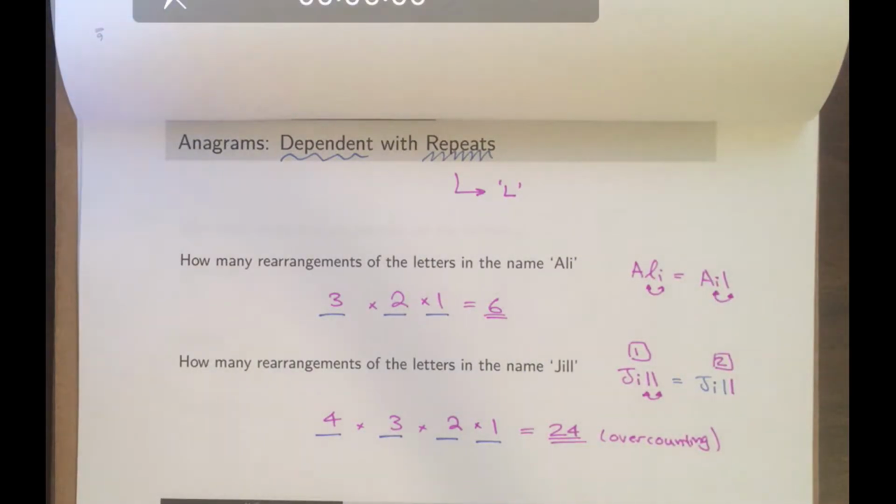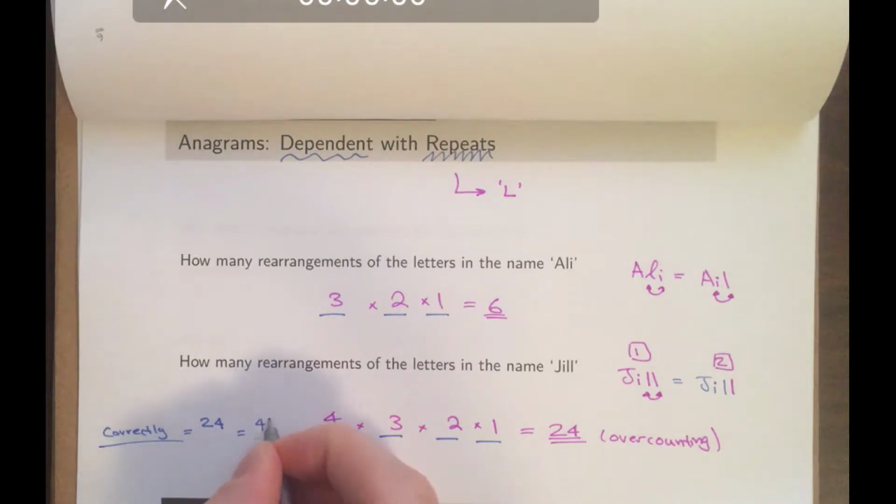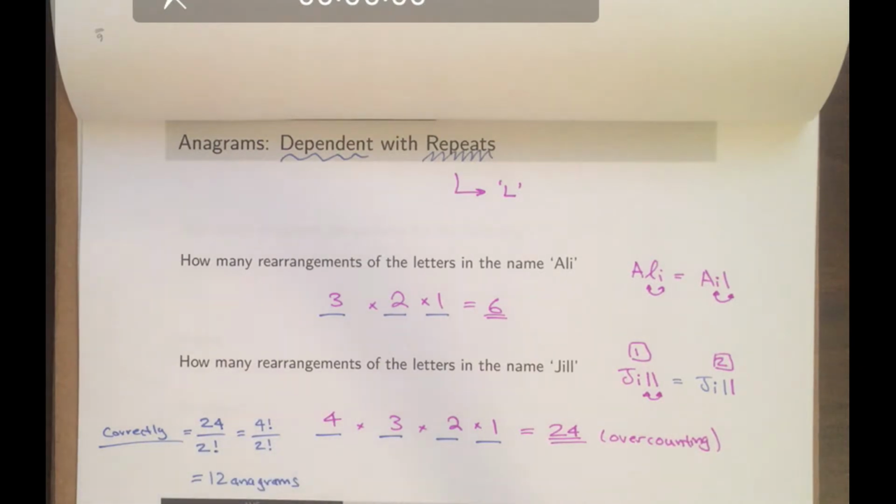So how do you correctly count? 24 is overcounting. The way to do this correctly would be to take the 24, which is what we got with 4 factorial, and divide by the number of repeats. So the L is repeated. How many L's do I have? I have 2 of them. So I divide by 2 factorial. Well, 2 factorial is just equal to 2. So the answer is 12 anagrams. So you divide by the number of repeats.